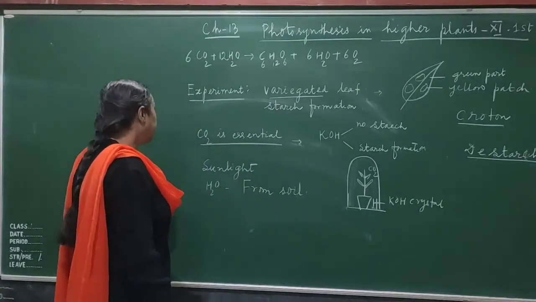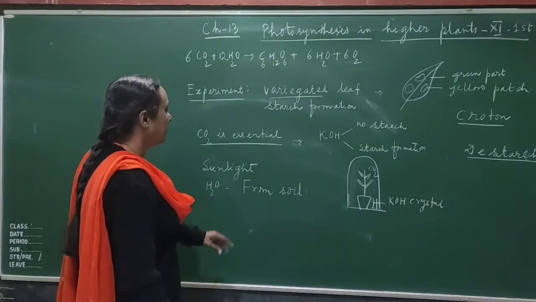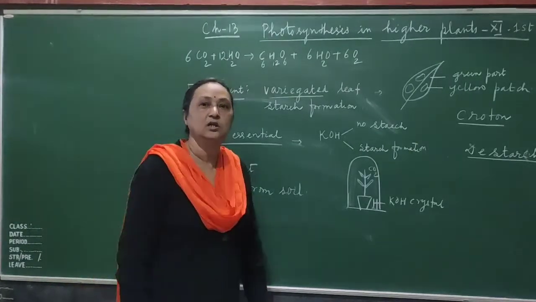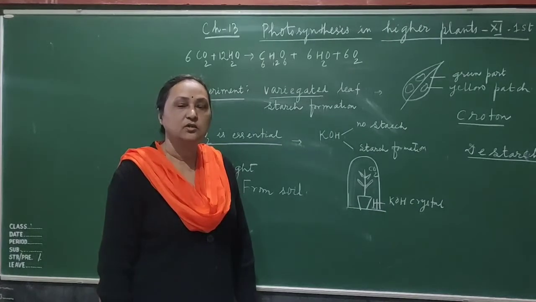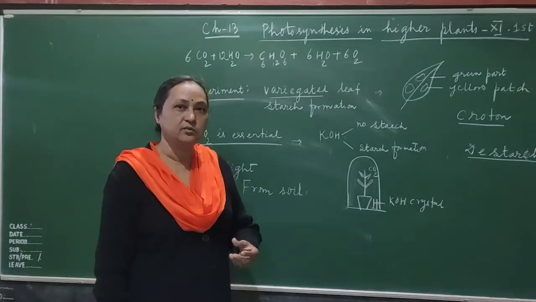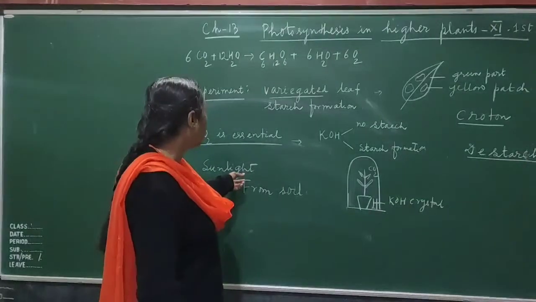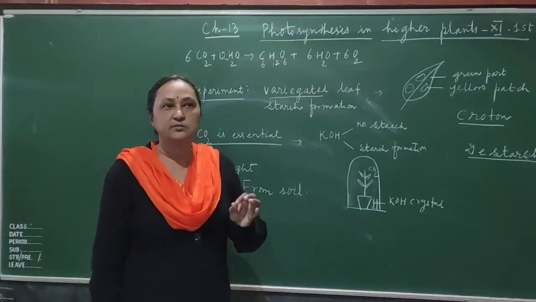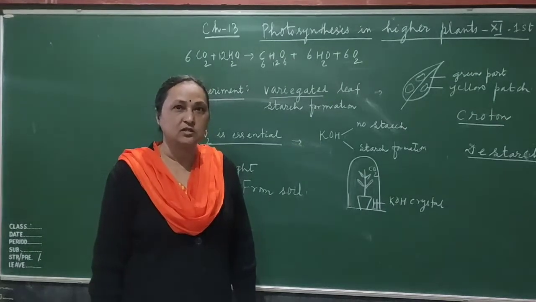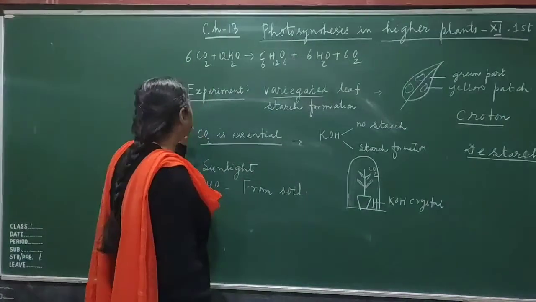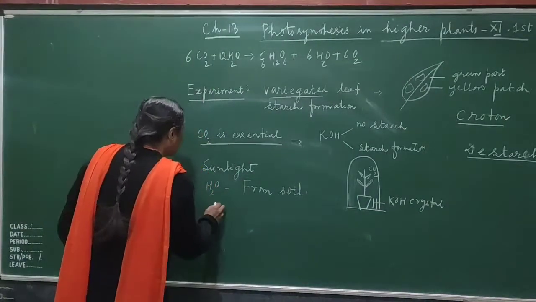Then another factor is water. The plants take water from the soil with the help of the root. There is plenty of water in the soil, so the root helps to absorb water. And the sun is there, so the visible spectrum of the sunlight is used in the process of photosynthesis. So if any of the raw materials is absent, the process cannot occur. Chlorophyll pigment is also required.